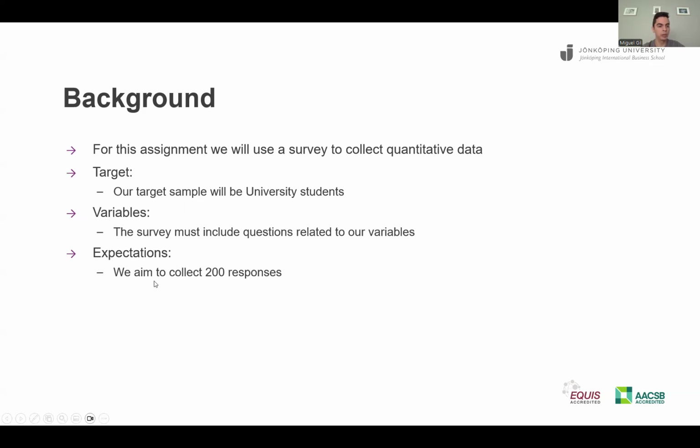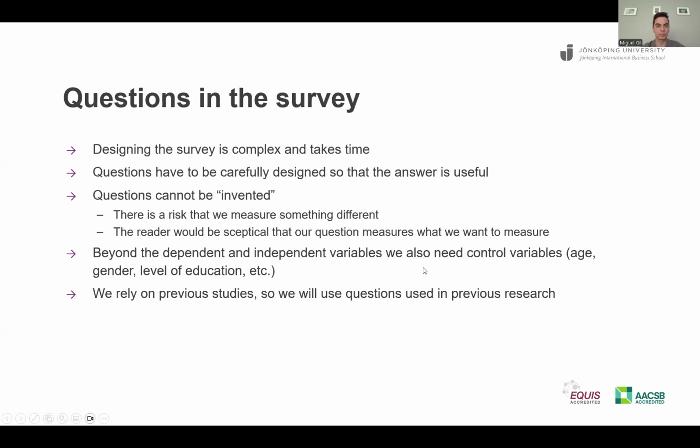The expectation is that at least, very, very least, 200 people respond to this survey. And I think that in our course, we are 100 and a little bit more. So just with you, if you answer, that will give us almost half of what we need. So the idea is that you answer the survey and then you also send it to, maybe try with 3 or 4 friends that are also university students.